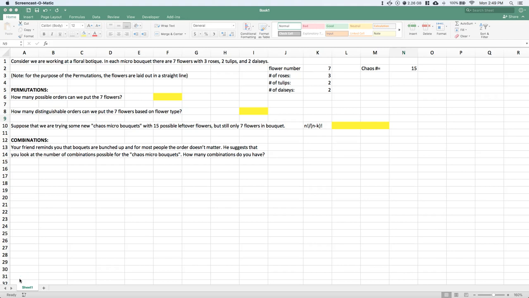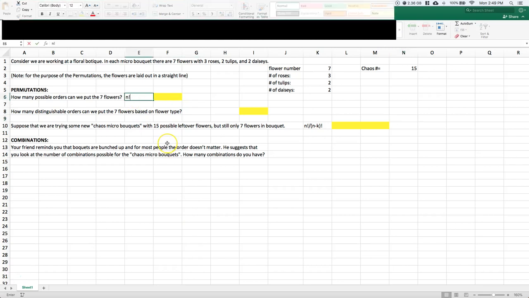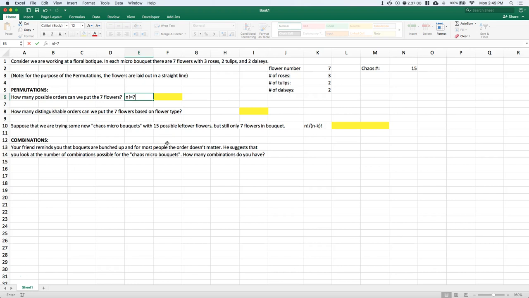Note for these permutations, because order does matter, we're going to consider just laying out these flowers in a straight line that we're going to put in our bouquet. So how many possible orders can we lay out these seven flowers? Well, that is simply a factorial, n factorial. In this case, we have seven total flowers, and we want to know how many orders they can be in.